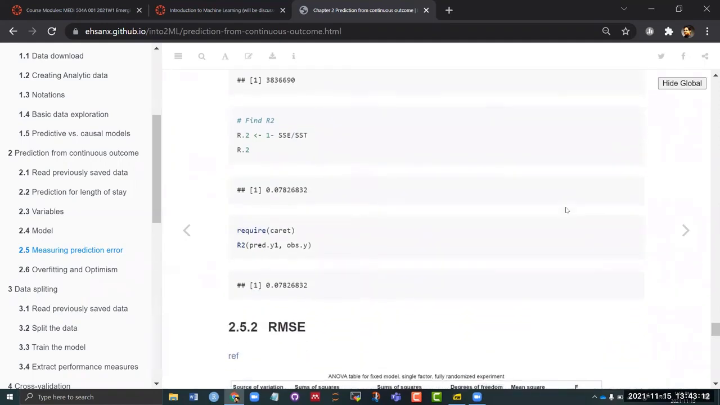Within the caret package, by the way, if you do not want to calculate all of this by hand, you can simply supply the predicted and observed values, and the caret package will calculate the R-square value, which will be the same.